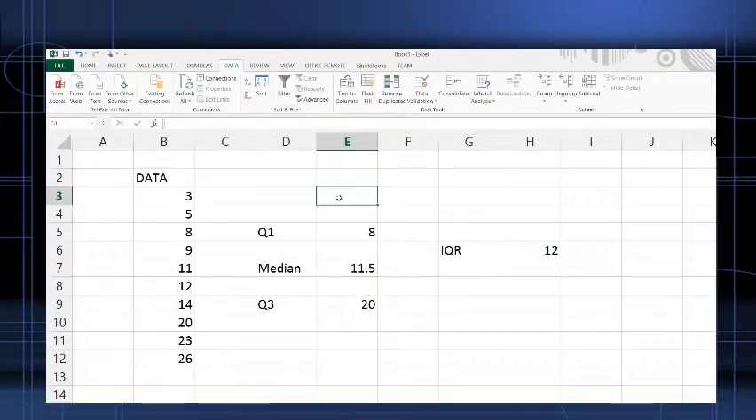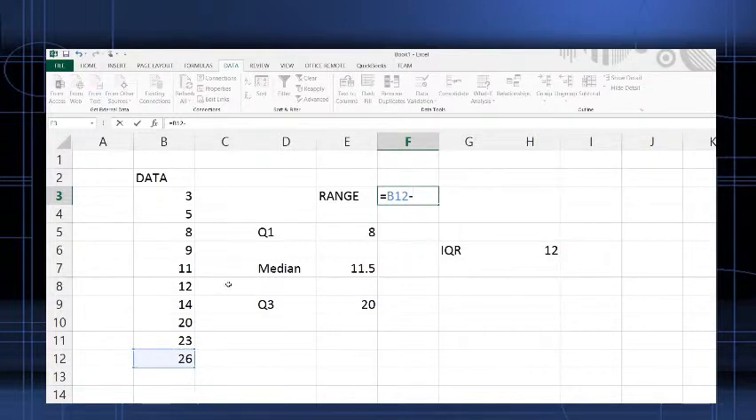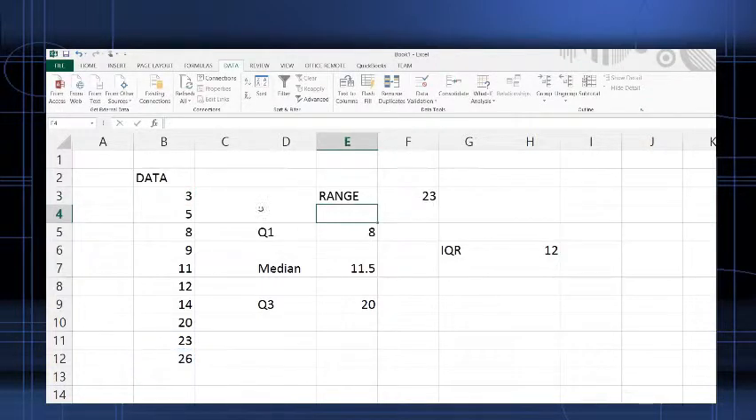By the way, if they did ask you for your overall range, that is just equal to your overall biggest number minus your overall smallest number. So in our case, it's 23.